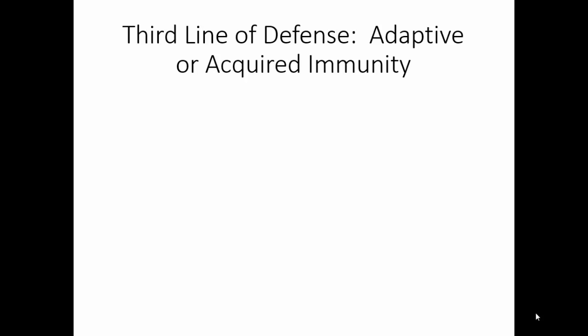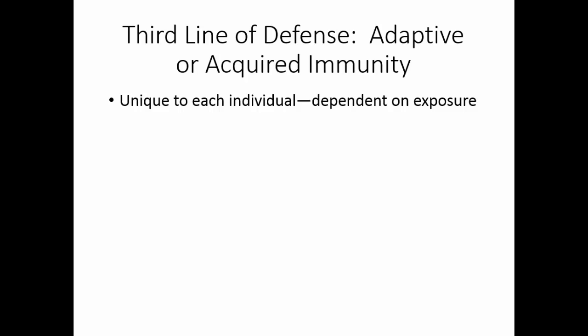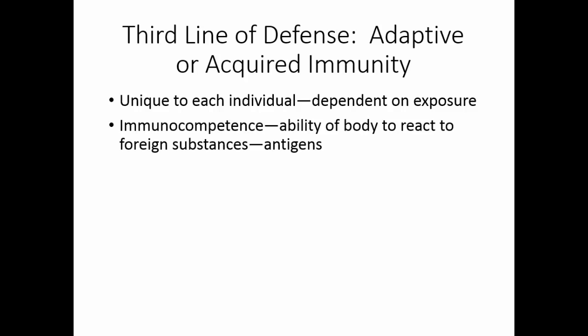Our third line of defense is our adaptive or acquired immunity. This is going to be unique to each individual because it's going to be dependent upon what you have been exposed to. The immune system has to develop immunocompetence. That is, it has to be able to react only to foreign substances called antigens. An immunologist is someone who studies the immune response.